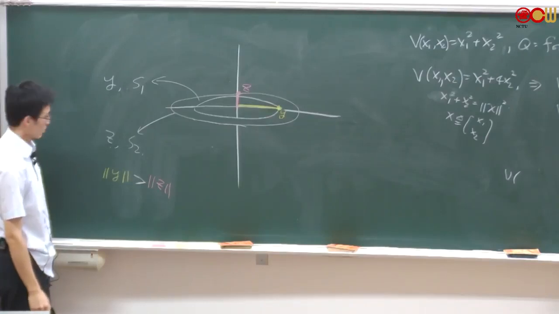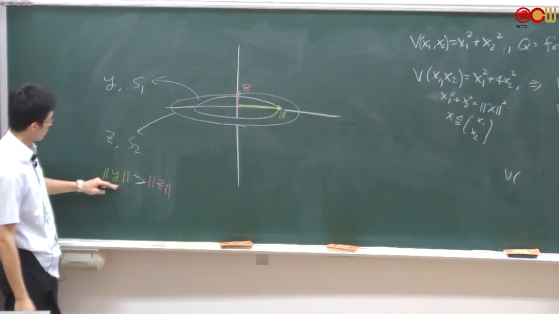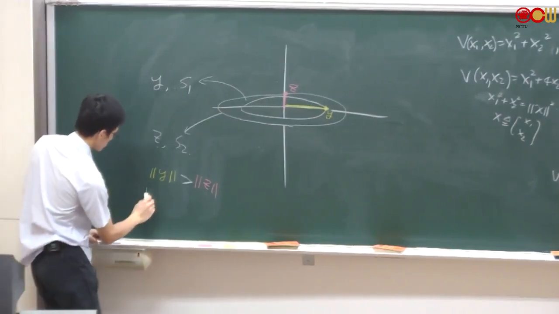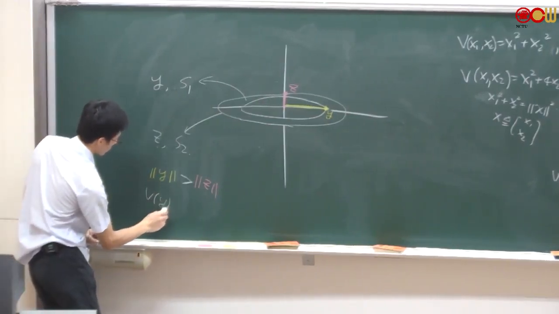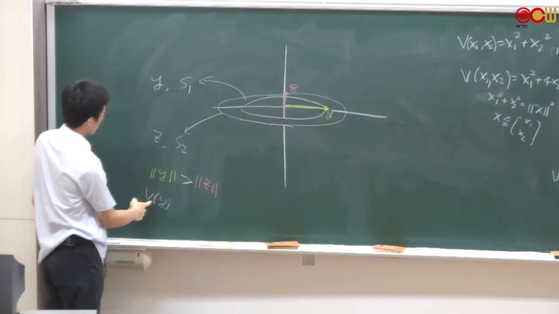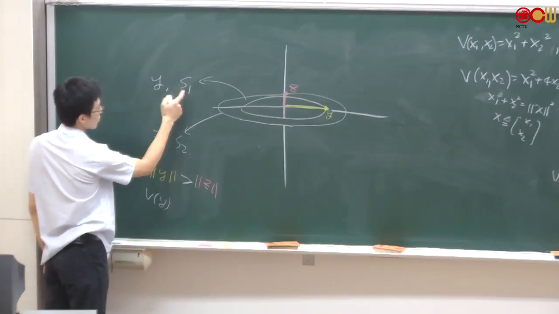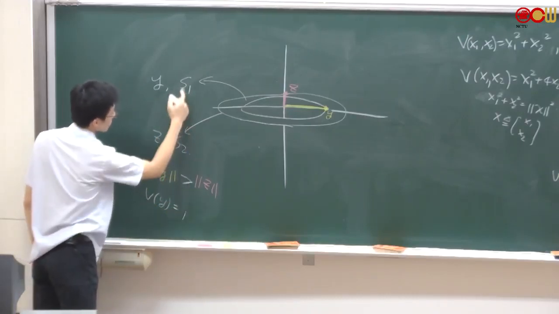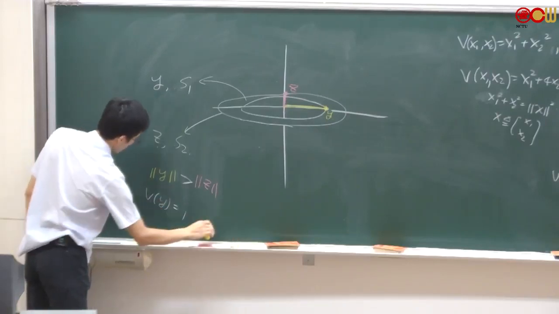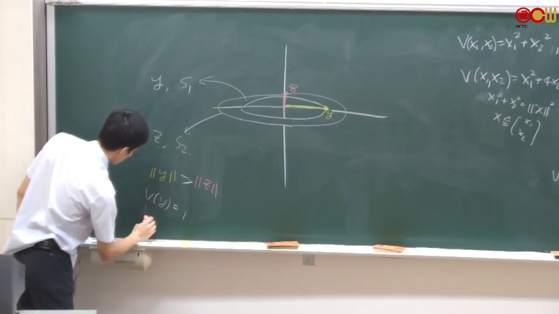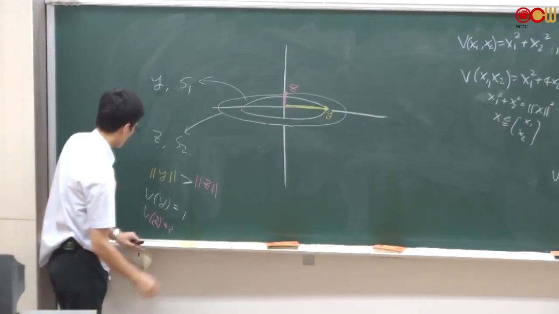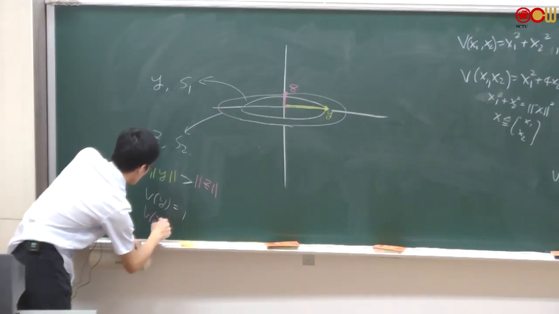Right? But what's the v value if you evaluate at this point? What's the v value of this? What's Vy? Vy is any point in this set which is equal to 1, right? Because S1. But the v value of z is 2, right? So the v value of y is smaller.